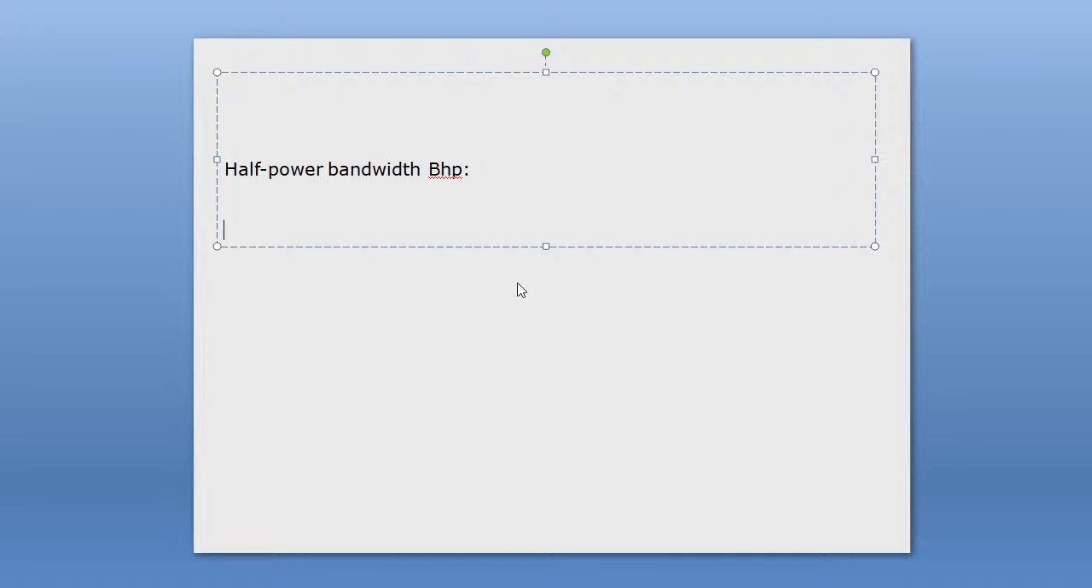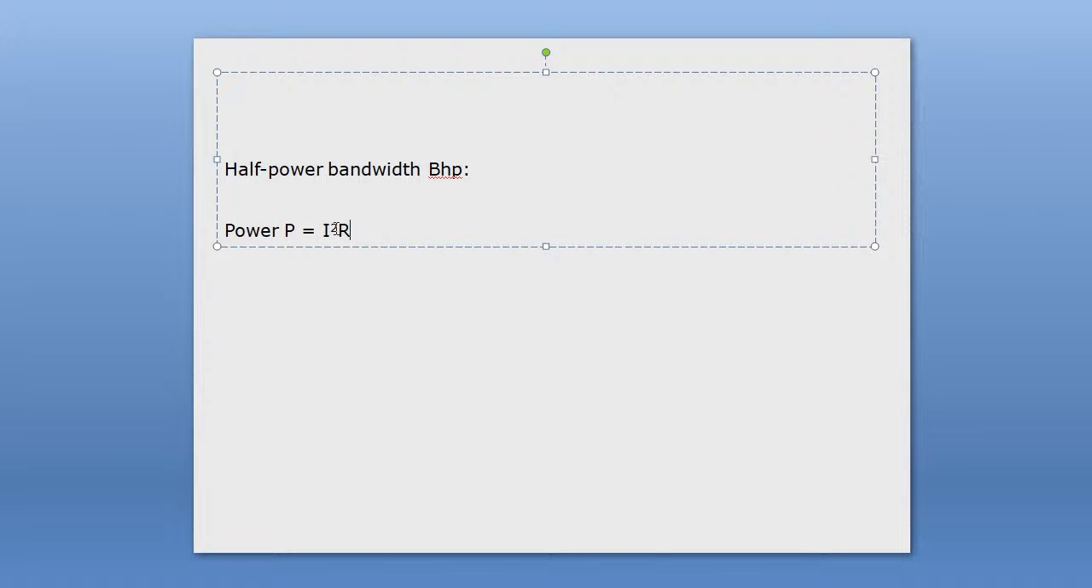You know power P equals, tell me in terms of current, I square R. Power in terms of current we can write as I square R, or in terms of voltage we can write V square by R.